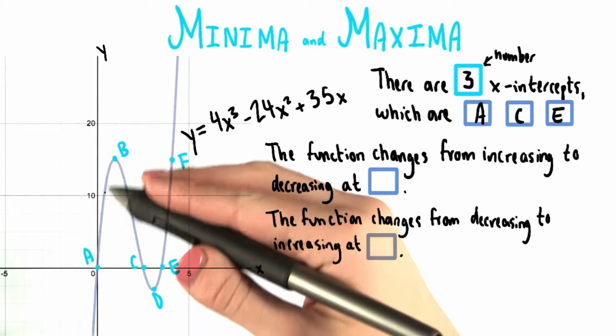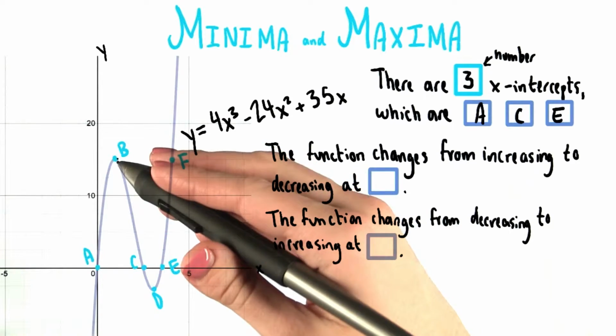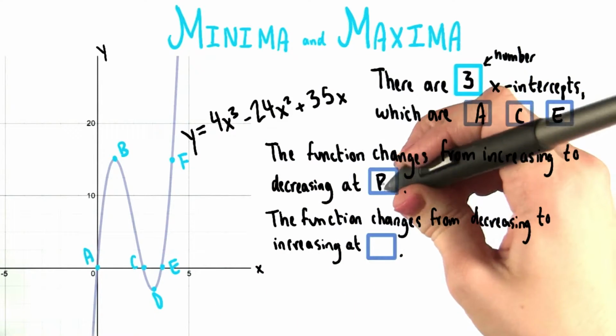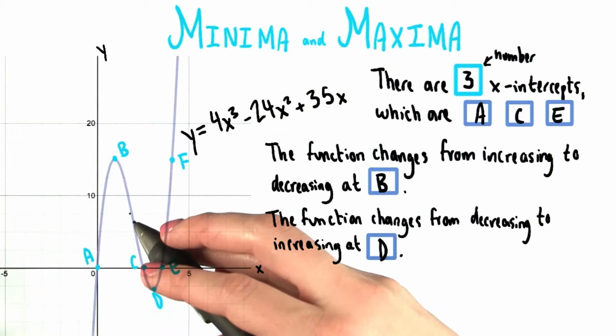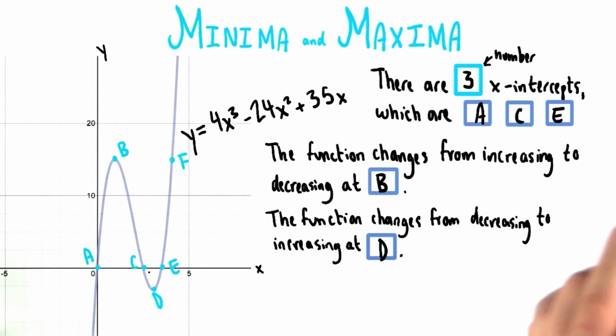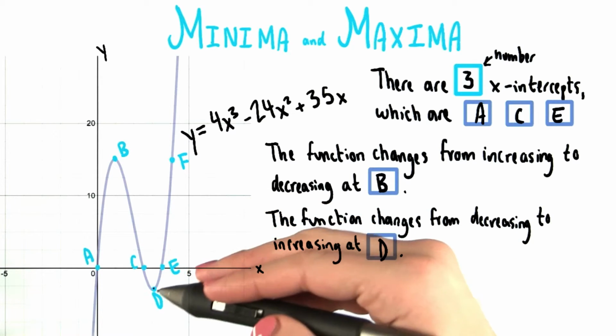And the graph goes from having a positive slope to having a negative slope at the point B. That's the point of transition from the function increasing to the function decreasing. And the function continues to decrease until point D, at which point it switches from decreasing to increasing.